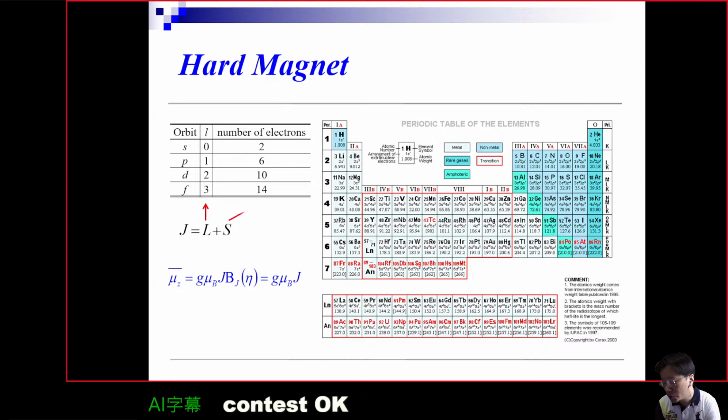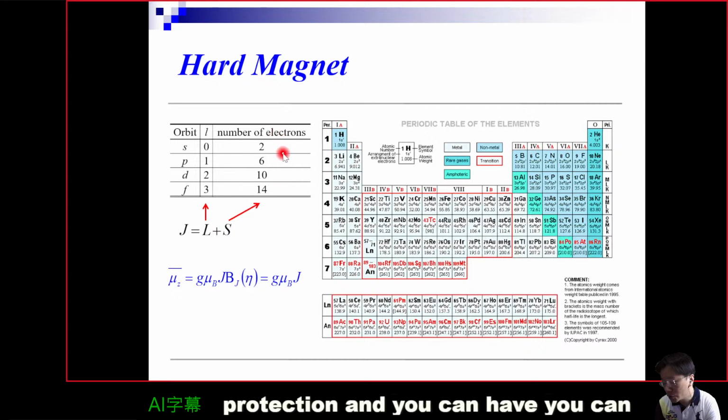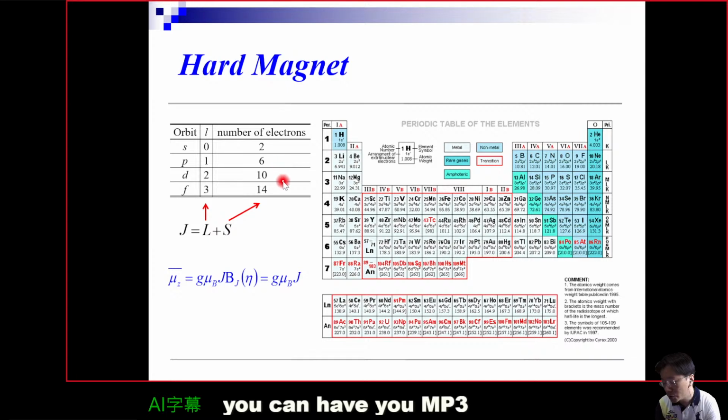Okay, and the S corresponds to the number of the electrons. One electron carries a half spin, and if you can have a lot of electrons, then you can have a large sum of the spins. So here we know the s orbital contains 2 electrons, and p is 6, d is 10, and f is 14. So based on this reason, we need to look for the elements that contain f electrons to give you the large J value.